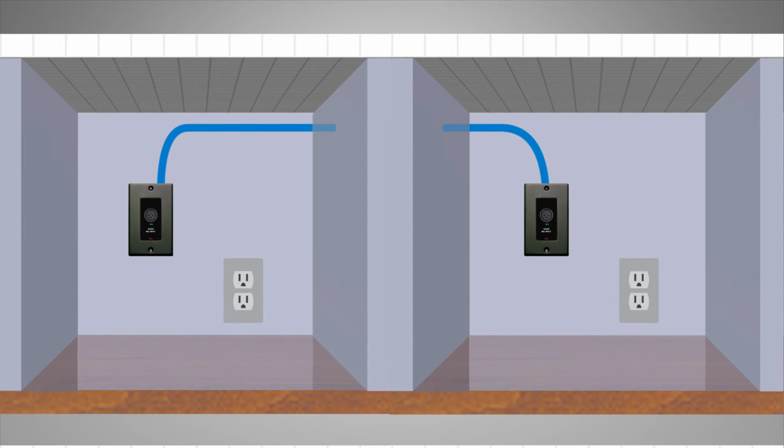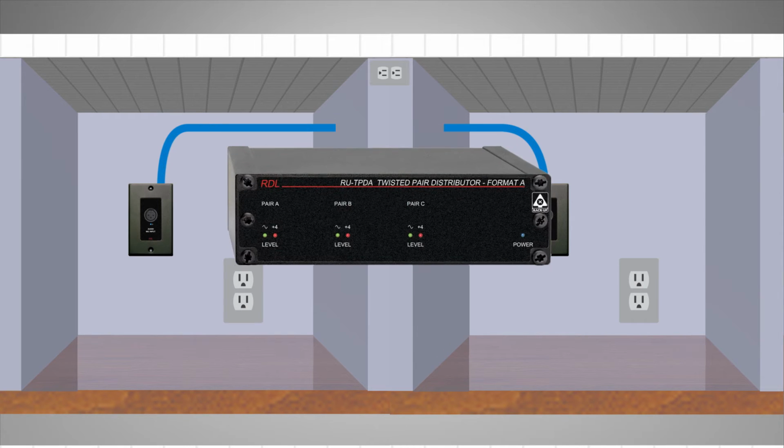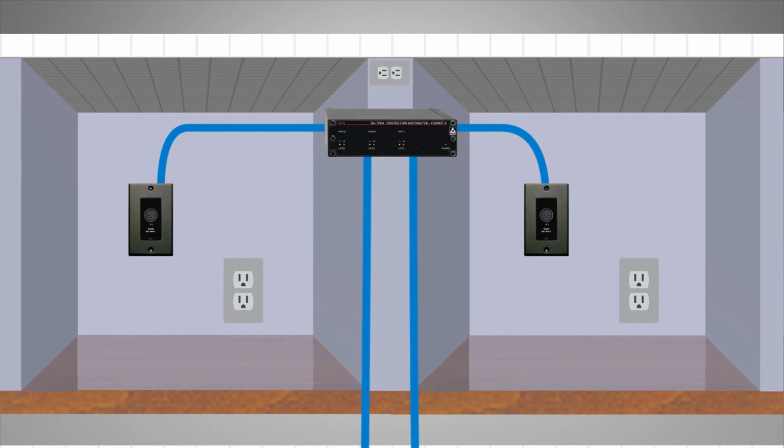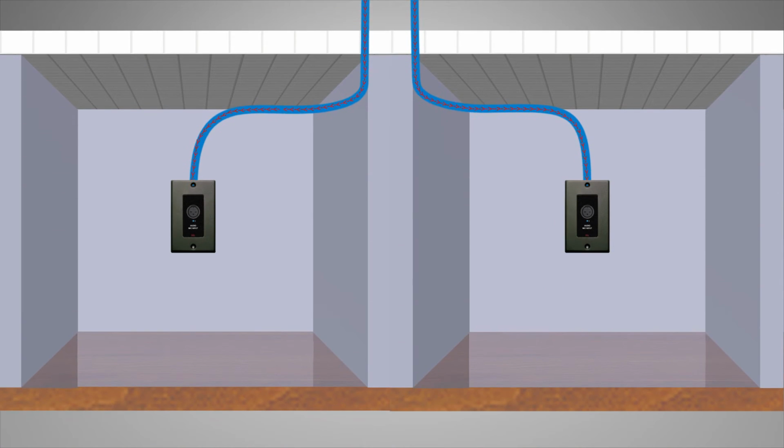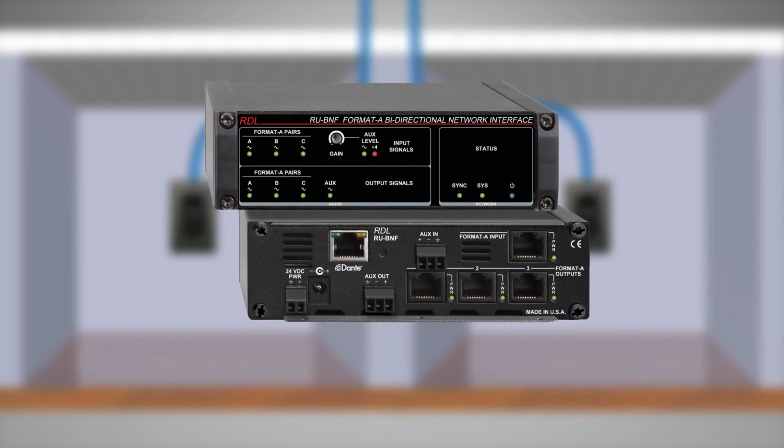Often, it is more convenient to connect power somewhere in the middle of the cable run using Format A power inserters. If the audio sources need to be distributed through separate cable runs to different destinations, a Format A distribution amplifier may be inserted. Local power connected to the distribution amplifier will power the connected sending and receiving modules. In a Dante network, the Format A senders and receivers are powered by the Format A Dante interfaces.